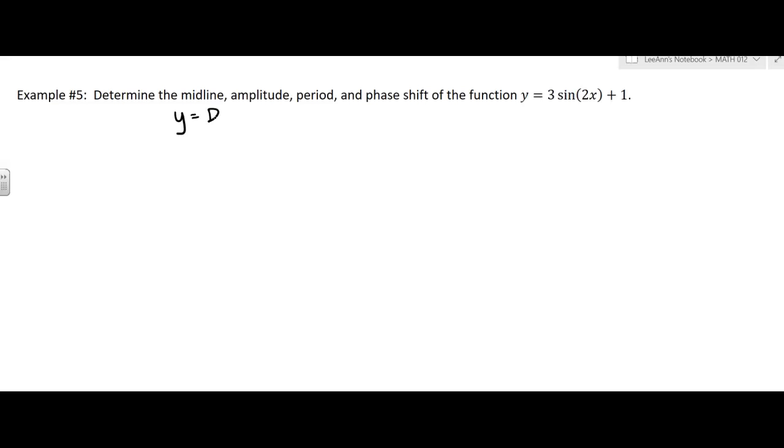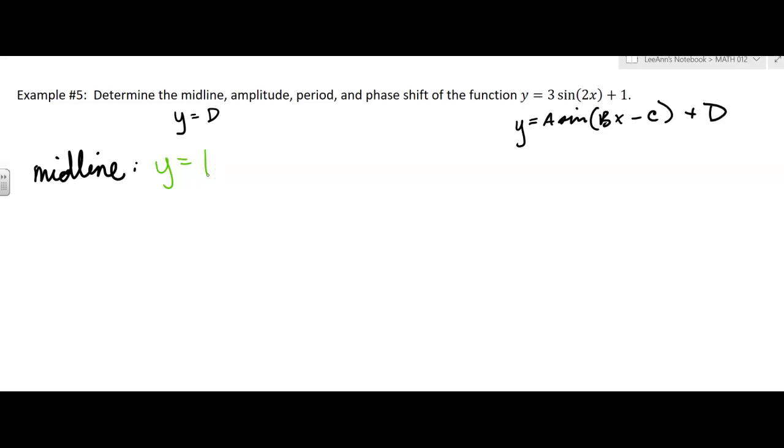Okay, so for our purposes, we can look at it this way. So we know what D is. D is 1. So the midline, I'm going to write it in green. Y equals 1. That's going to be the midline then.